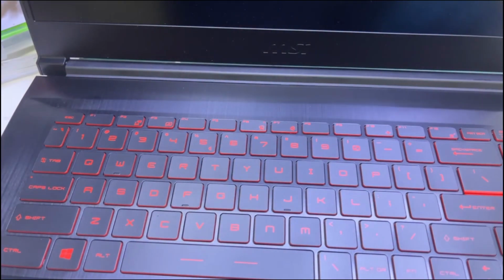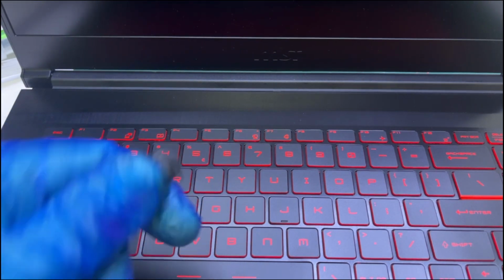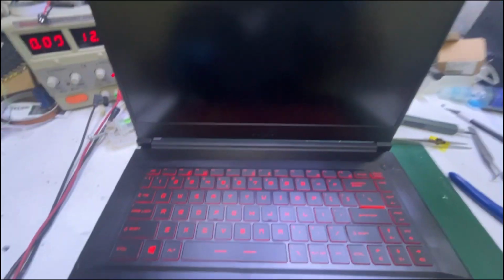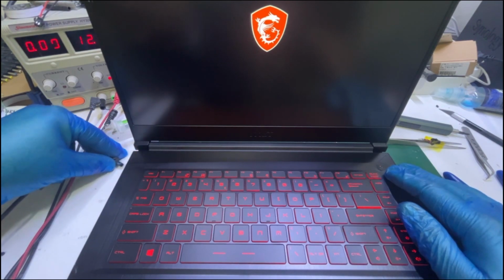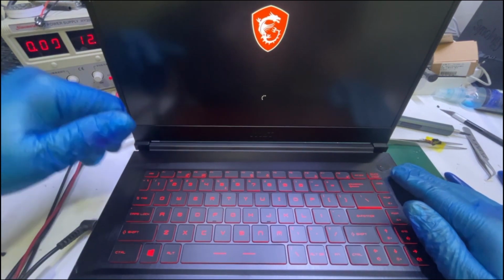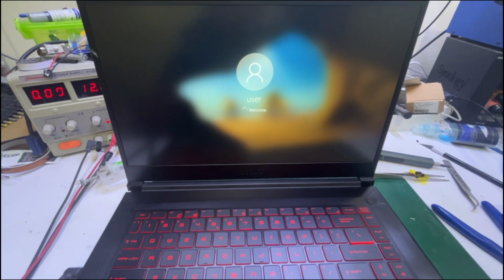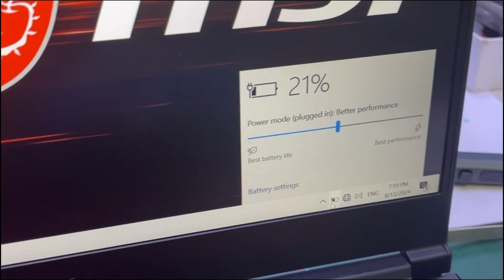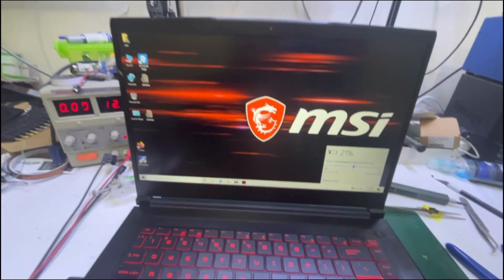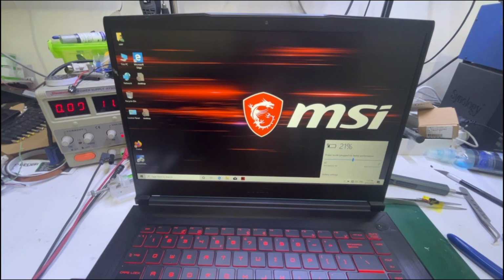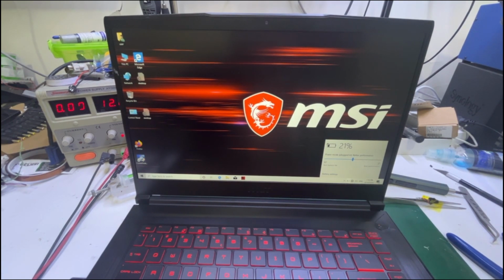I'm trying to turn it on without the charger. Here we have the charger. It is turning on. Let me insert the power. I don't want the battery to be discharged. Let me see the percentage. How much? 21%. Great. That means the battery is charging and it is good. And even our charge controller is good. So I can consider it as a fix.